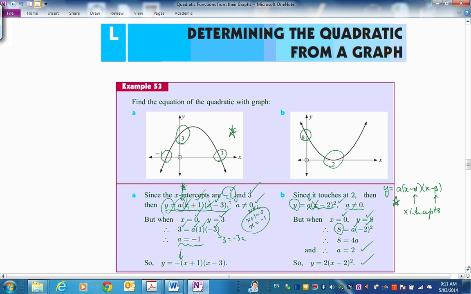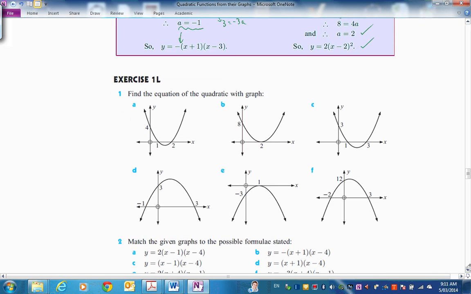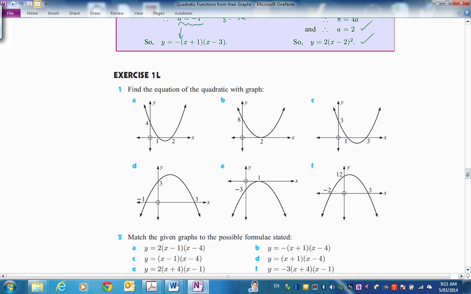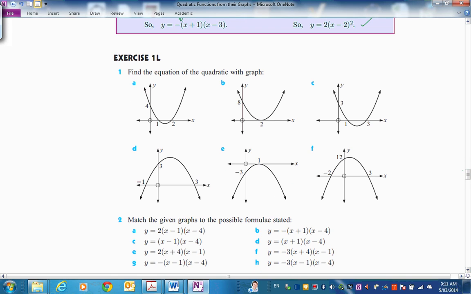Okay, let's have a look at these down here. I'll just come up here to find the equation of the quadratic with those graphs. So do all 6 of those, and I'll show you the solutions after we look at this question too. Okay, so this is making up your complete formula yourself from the factored form. So we would start with this, just like you've seen there before, and use the factored form where you've got the intercepts known here, alpha and beta. Okay, let's do question 2.